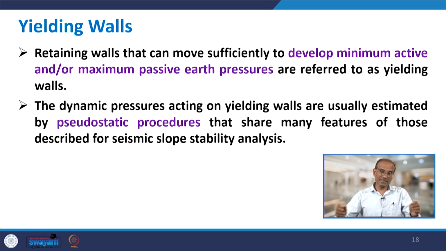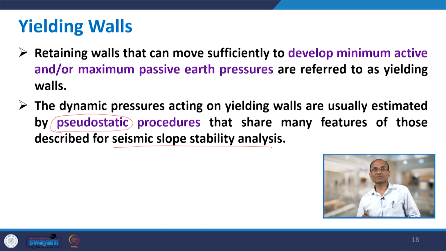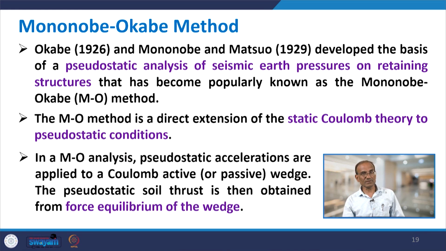The dynamic pressure acting on yielding walls is usually estimated by a pseudostatic procedure that shares many features with those described for seismic slope stability analysis. We have already discussed in detail seismic slope stability analysis using what we call pseudostatic analysis. So, this pseudostatic word is common between slope stability as well as retaining walls. Using the pseudostatic procedure, seismic pressure on yielding walls is calculated, and in these procedures what is the methodology given?